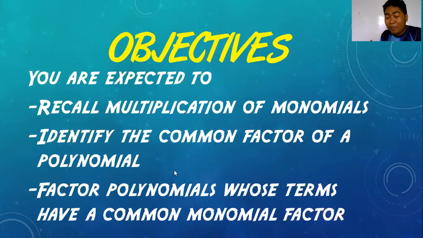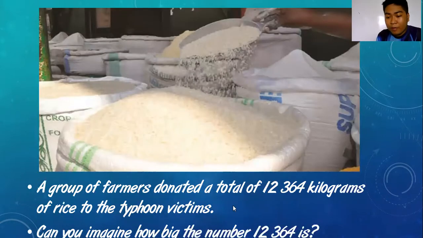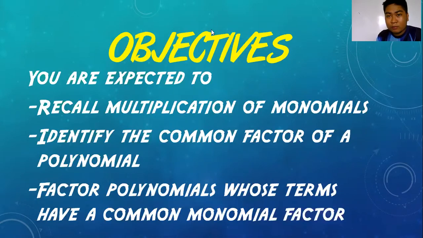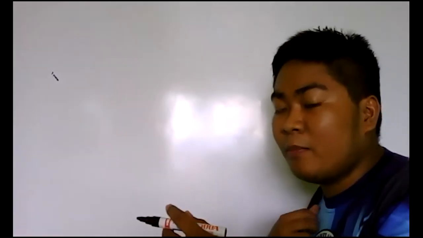So before the example pala, here are your objectives. After this lesson, you're expected to recall multiplication of monomials, identify the common factor of a polynomial, and factor a polynomial whose terms have a common monomial factor. And so for example, this is the recall on multiplying polynomials.